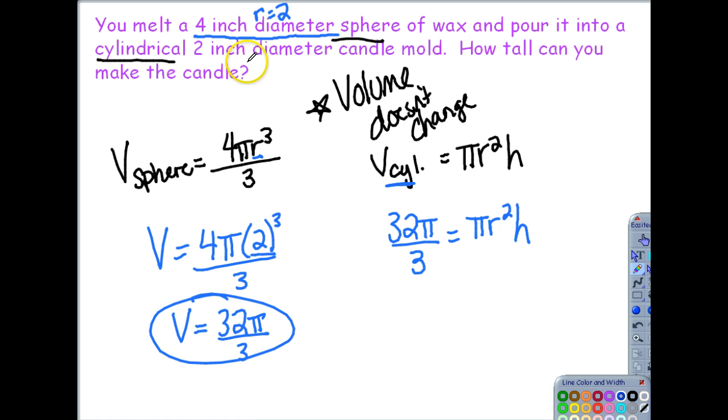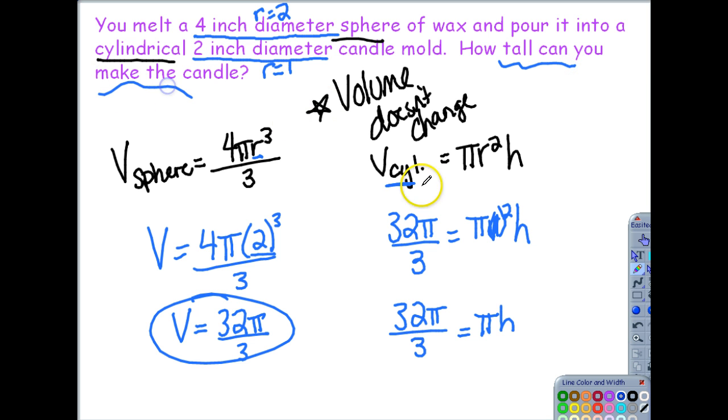Now, let's go back and look at what else we know. We want our cylinder to have a 2-inch diameter, which means the radius has to be 1. So right now I could go ahead and put a 1 in place of my r, which by the way, 1 squared is just 1. Is that changing the value of anything? No. So we've really got 32 pi over 3 is equal to pi h, or if you wanted to write 1 pi h, same thing. The question is, how tall can you make this candle? Which is the only unknown I have right now, my height.